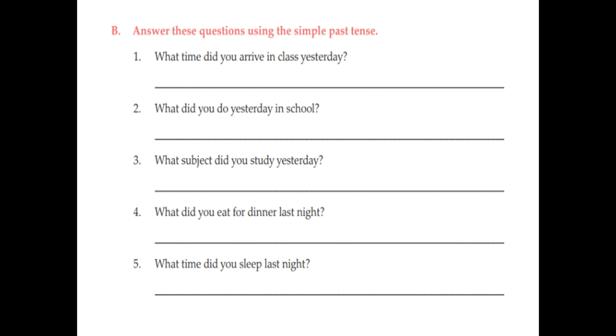5. What time did you sleep last night? So what is the verb in the sentence? Sleep. So how will you change it into the past? Slept. I slept at 10 p.m. yesterday.